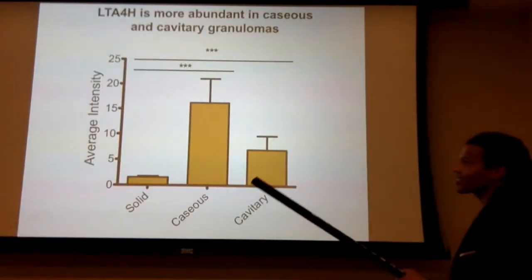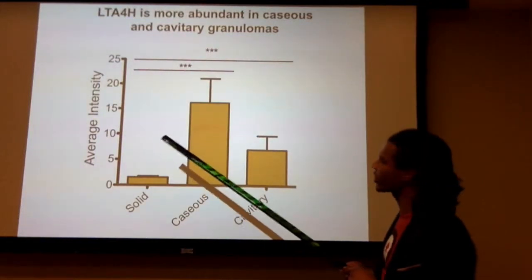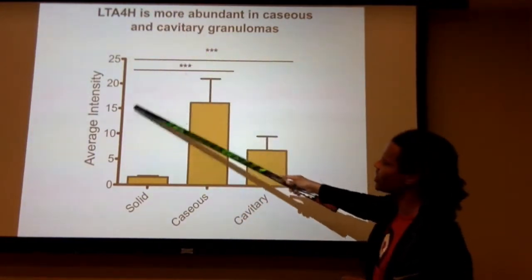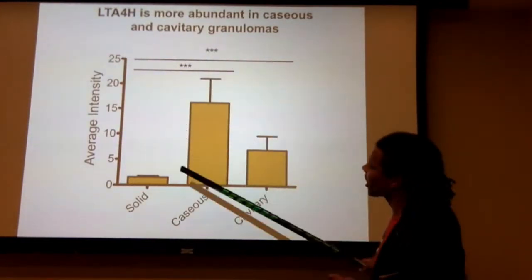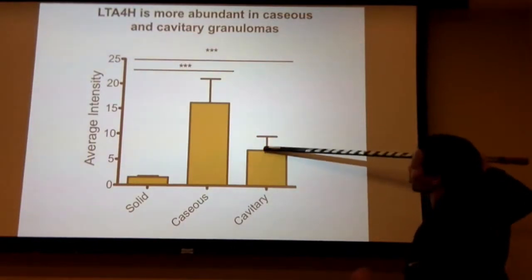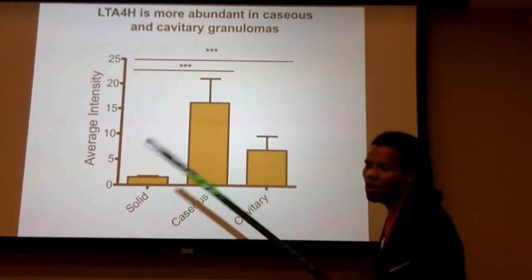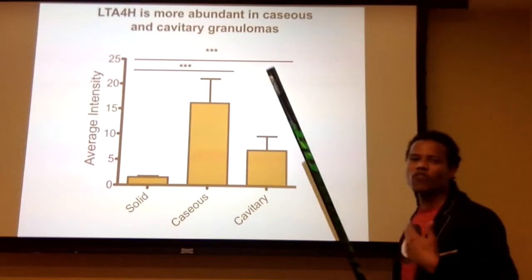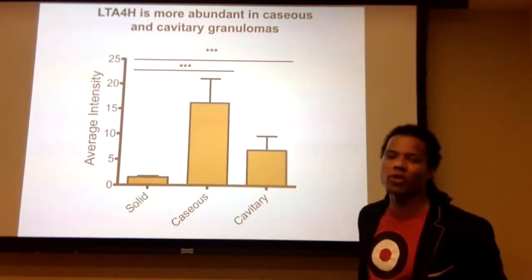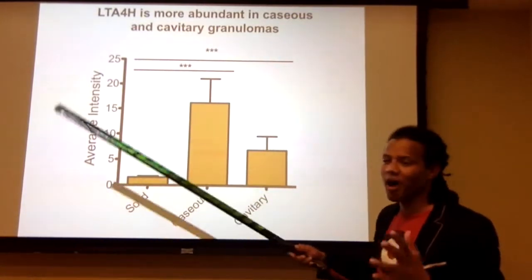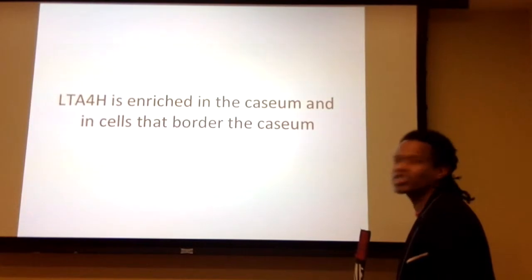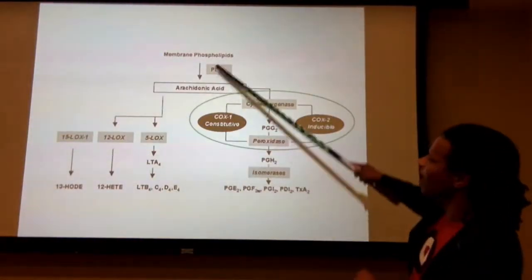So this was really exciting that we actually went on to characterize the total granuloma types to measure the amount of intensity through this expression, and we found that LTA4H was higher in the total caseous granulomas and cavitary granulomas compared to solid granulomas. So far we basically used LTA4H and its validation through immunohistochemistry to unpack the pathway of arachidonic acid. So as such, we're really interested in seeing what happens on the other side, the other arm of arachidonic acid.